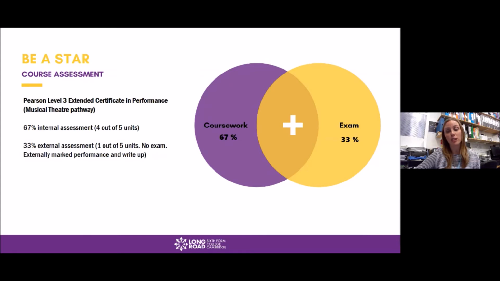The majority of it is marked internally, and the only externally marked aspect is a performance on video and then some written work that you complete in a computer room and is then sent off to an exam board. Thank you, Chris.